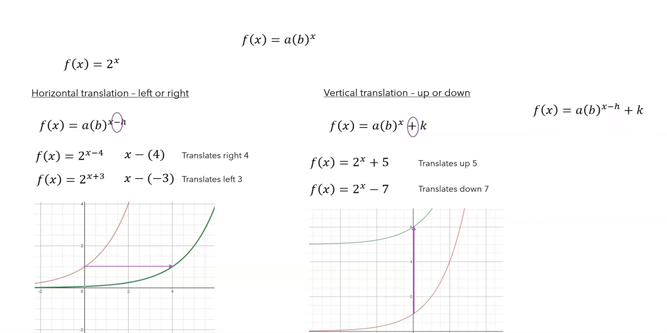So putting this all together into one equation, we have f(x) = a times b^(x - h) + k. So remember, it's x minus h and plus k. What's attached to the x moves it left to right. What's at the end moves it up or down.